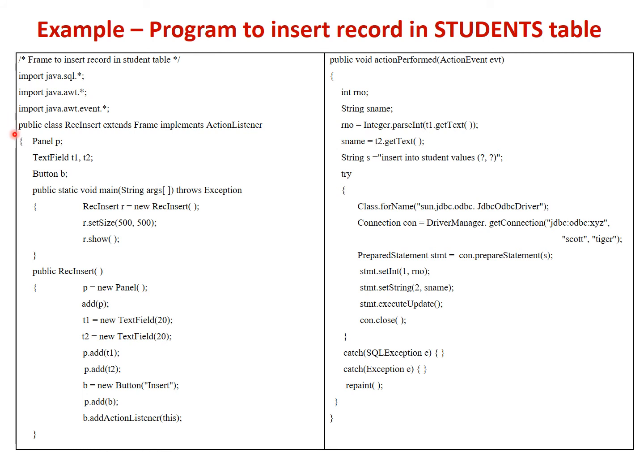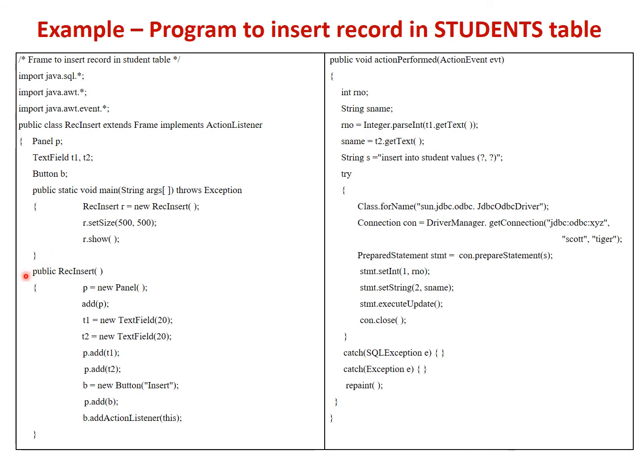Here first we declare the class recInsert, which extends Frame and implements ActionListener. Then we declare one variable of type Panel, two variables of type TextField and one variable of type Button. In the main method we are creating the instance of recInsert, that is R, and then we set the size for the frame, and after that we display that particular frame on the screen.